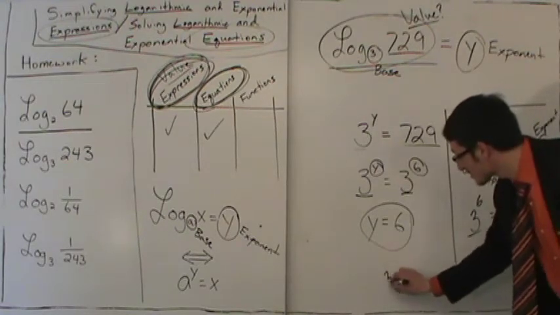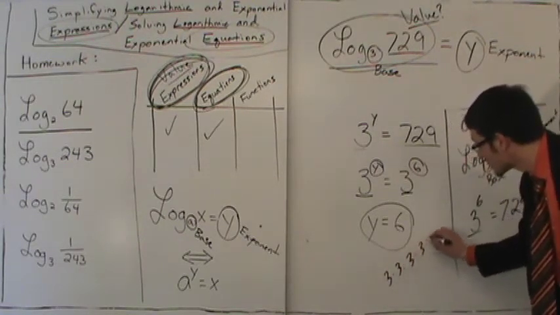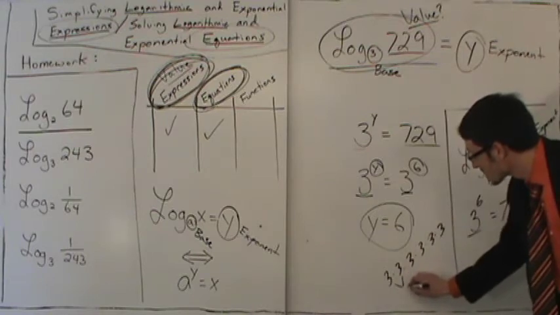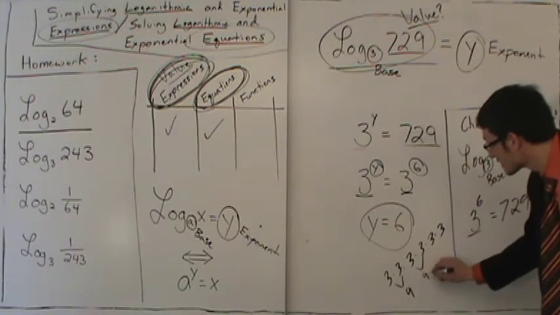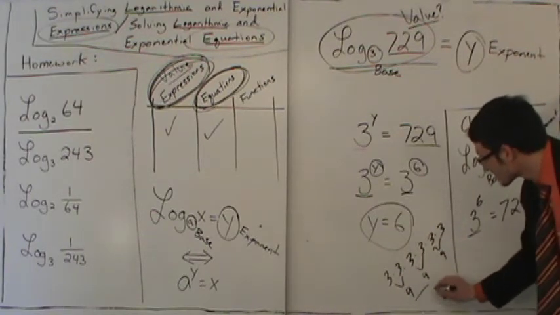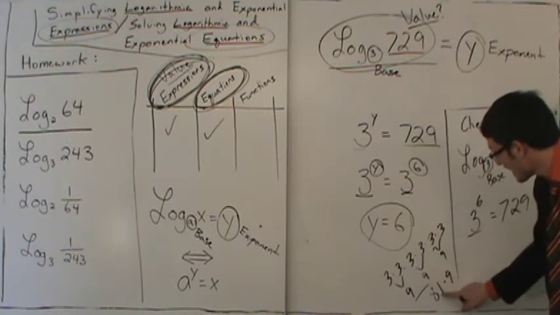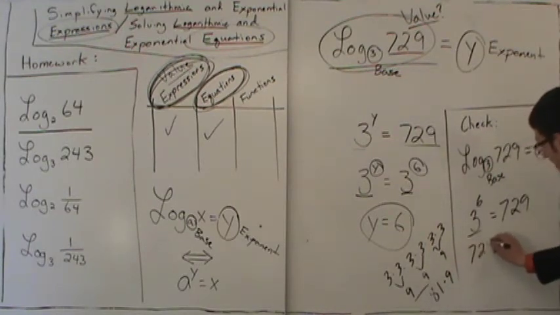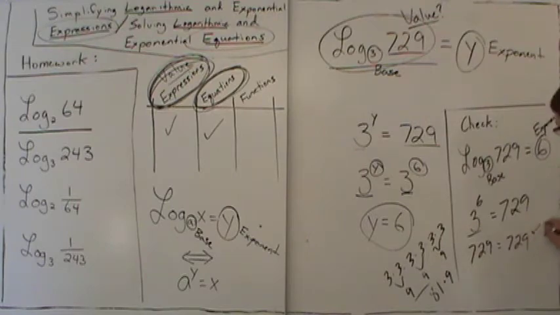3 to the 6th is 3 times 3 times 3 times 3 times 3 times 3. Each pair of 3's gives 9. 3 times 3 is 9, 3 times 3 is 9, 3 times 3 is 9. 9 times 9 is 81, times 9 is 729. Is equal to 729. Yes, this checks out.